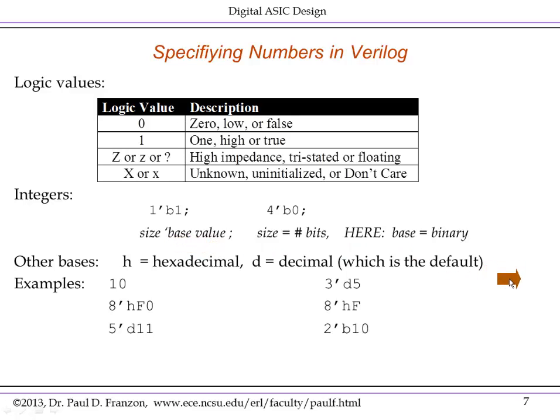Below here I have some examples. Before I do that, I want to highlight a few issues that help you understand how these numbers are understood within the Verilog simulator. The default is 32-bit decimal. So if you just write a number, that's what you're specifying, a 32-bit wide decimal number.